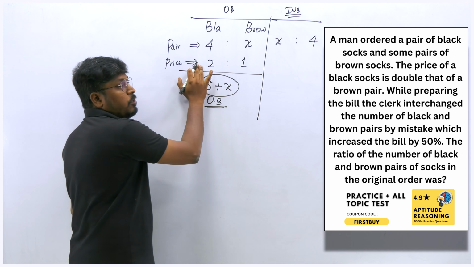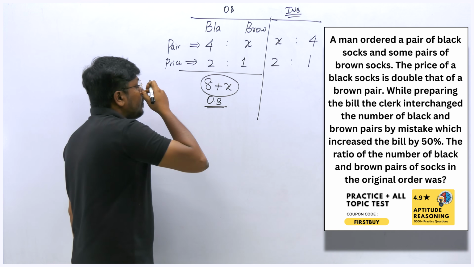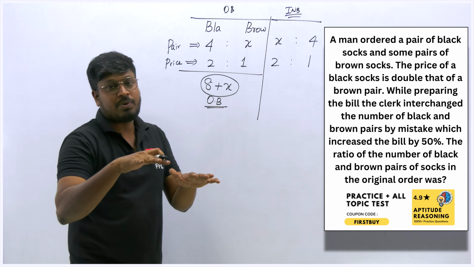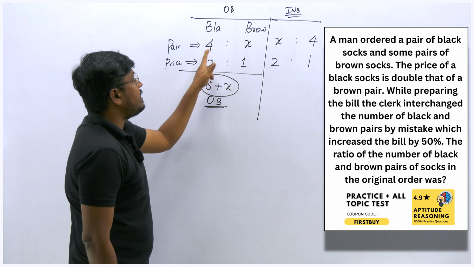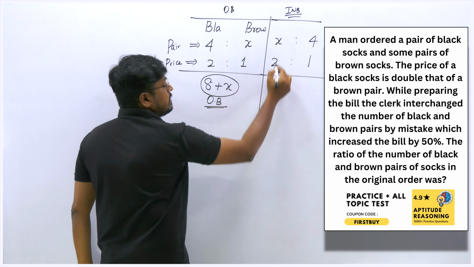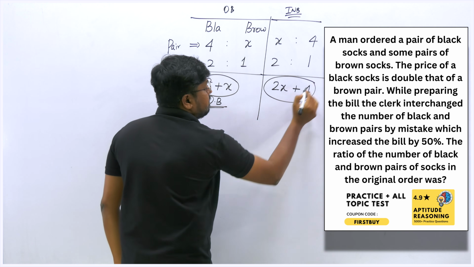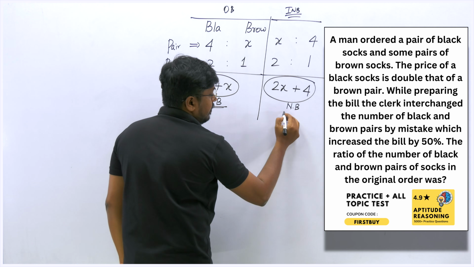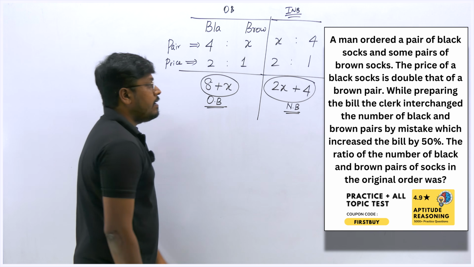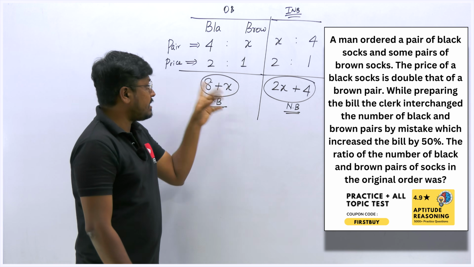Now let me talk about the price. Price will not interchange. For the black and brown, the price will be the same. The price remains constant. The only thing is he interchanged the black and brown socks alone. So now let's multiply it. This will be 2x and this will be 4. So 2x plus 4 is the new bill. Because of interchanging the black and the brown socks, the new bill will be 2x plus 4. Old bill is X plus 8.